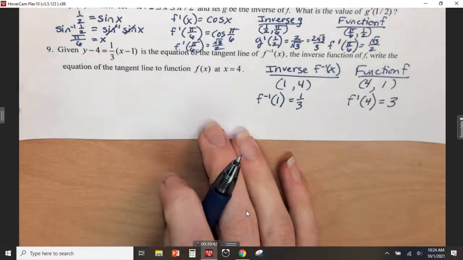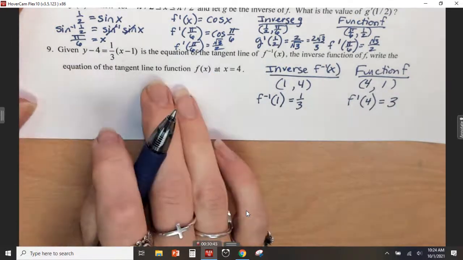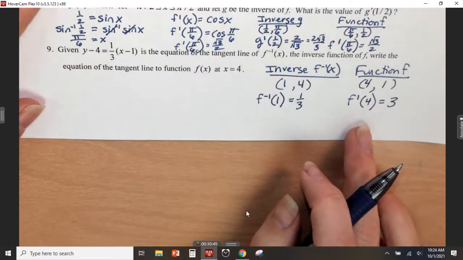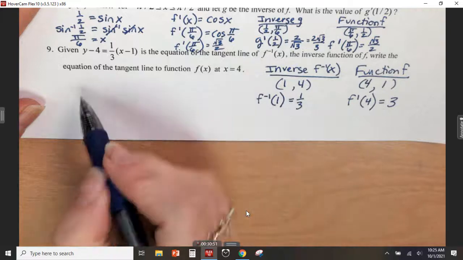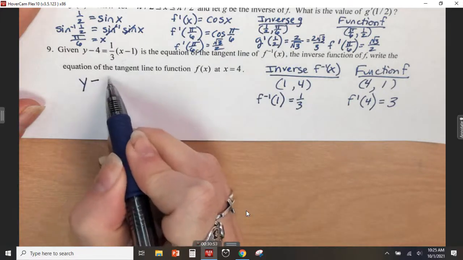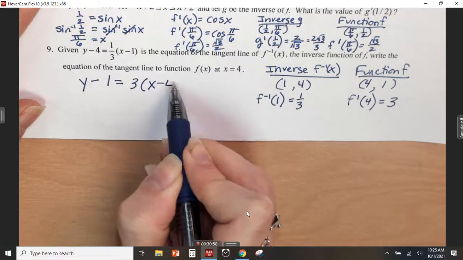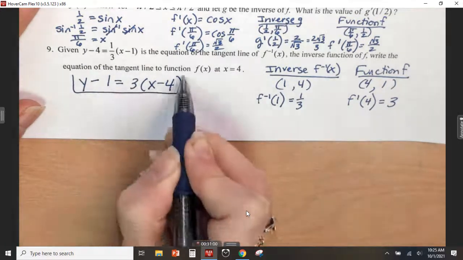But on this problem, they want us to write the equation of the tangent line on the original function. So our answer is the point slope equation. Y minus equals, very good. That's the answer we're looking for on this problem.